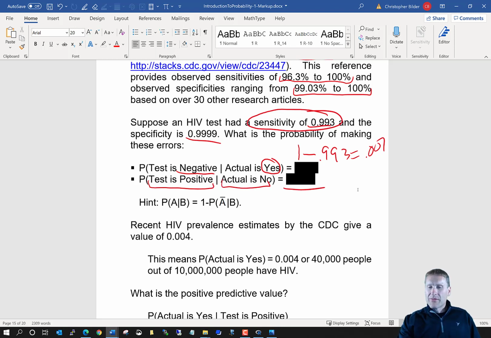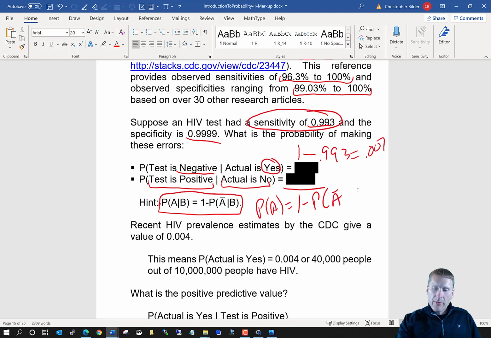Now, for the probability the test is positive, given that the actual is no, I want you to find that on your own. It's not too difficult. If you have a question, though, let me know. All this is doing is working with complements, but complements written in terms of these conditional probabilities. So in the past, we saw the probability of A is equal to 1 minus the probability of A complement. Well, what we could do is simply stick in a given B on both sides.